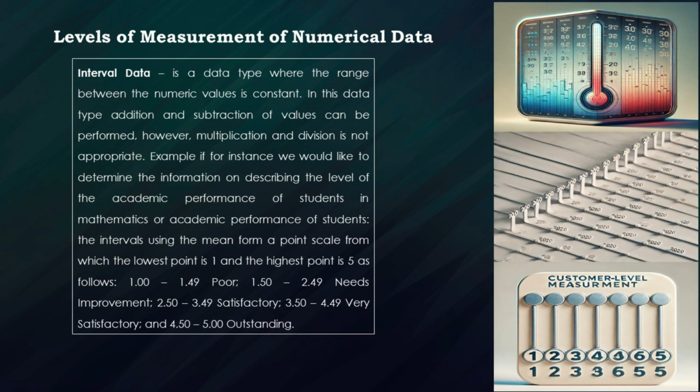IQ scores: 80, 100, 120. SAT scores: 200, 400, 600. Dates: year 2000, 2010, 2020. Time of day on a 12-hour clock: 1 p.m., 2 p.m., 3 p.m. Altitude above sea level: 10 meters, 20 meters, 30 meters. Calendar years: 1990, 2000, 2010. Scores on a personality test: 5, 10, 15. Shoe size: size 6, size 8, size 10, and GPA: 2.5, 3.0, 3.5.